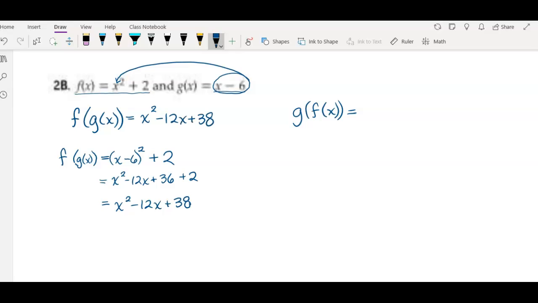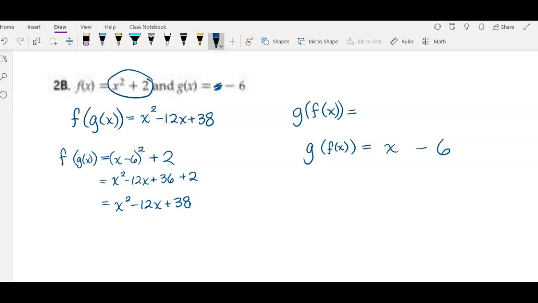Let's go in reverse. Let's compose f and g in the reverse order. We're going to start this time with g of x on the outside. G of x is x minus 6. Notice how sprawled I'm writing? That's on purpose because now I'm going to take out the x and put f of x. I'm going to take out this x and replace it with f of x.